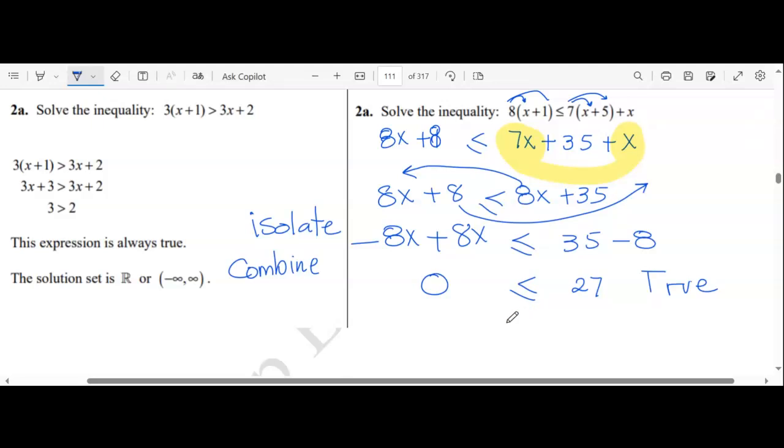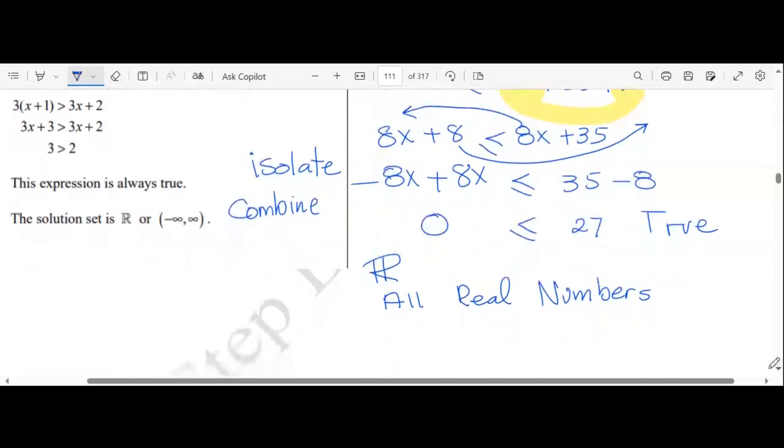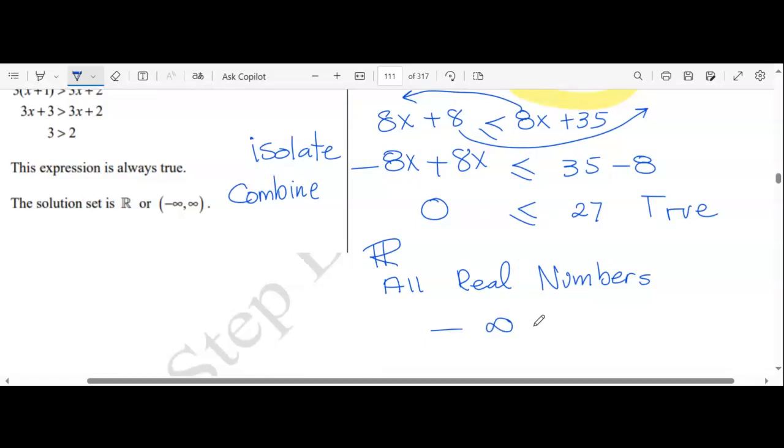So if this is true, that means what? All real numbers. How can I write this? I can write it as R, or I can say all real numbers, or I can say from negative infinity to positive infinity. Is this clear? So you can write it in multiple ways. Clear?